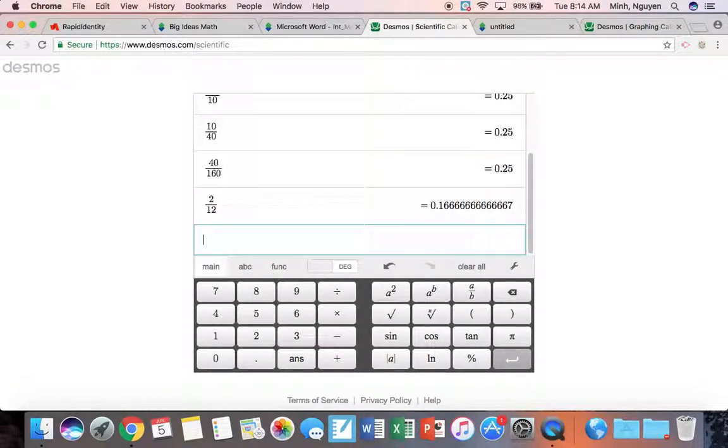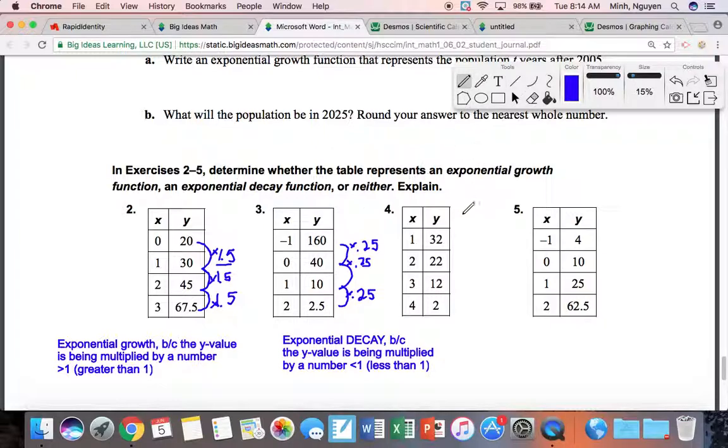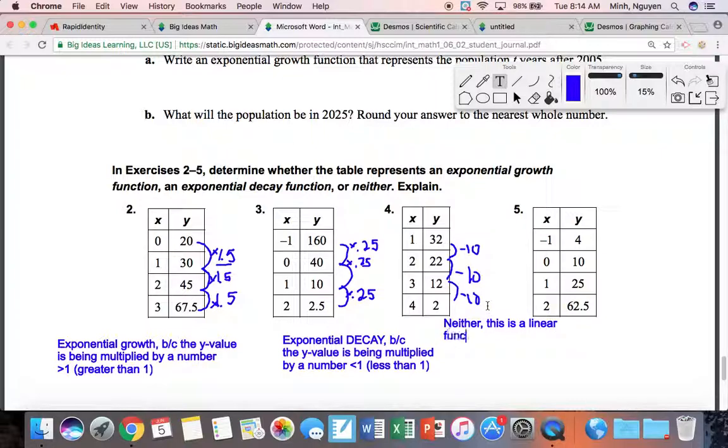Okay, 2 divided by 12 is 0.166666. 12 divided by 22. Here, you see, it has to be consistent. It has to be the same number. So now I could go back and say that it's not exponential growth or decay. In fact, if you analyze it closely, 32 to 22 is subtract 10. 22 to 12 is subtract 10. 12 to 2 is subtract 10. So this is neither. This is a linear function subtracting by 10.